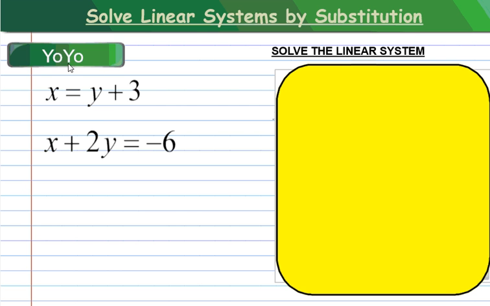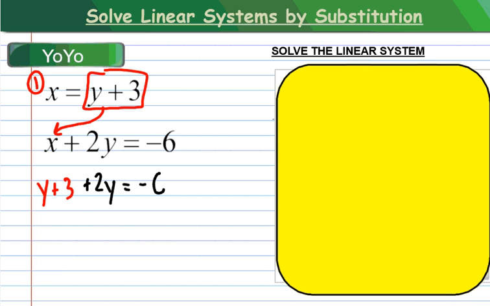Okay, here's how it would work. I already have x solved for, so step 1's done. Now I'm going to do step 2. Take y plus 3, and I'm going to rewrite it where x is in the other equation. So now instead of writing x, I write y plus 3. I don't need to put parentheses around it because there's no number in front of x, so I'm not going to have to distribute anything. Plus 2y equals negative 6.